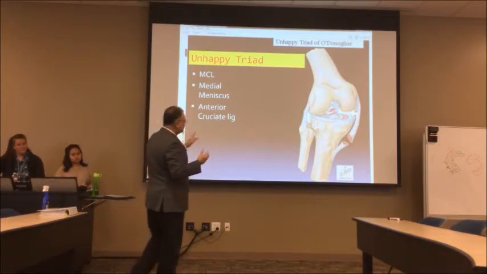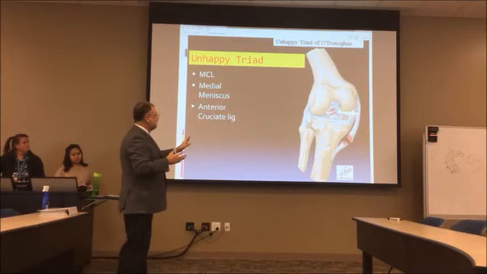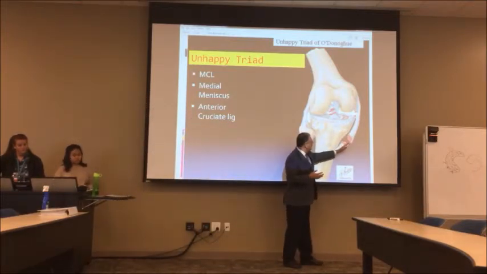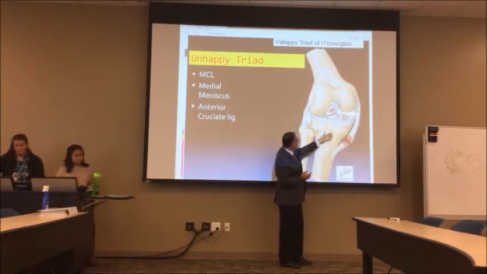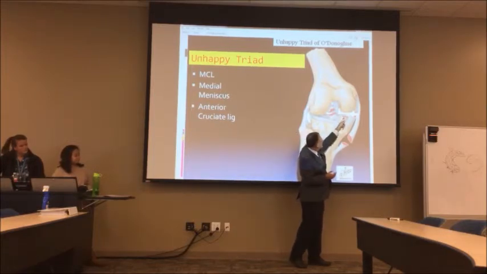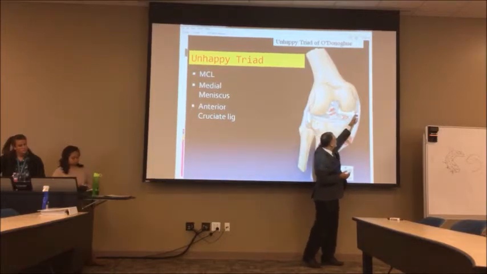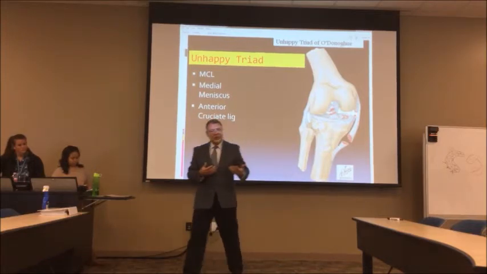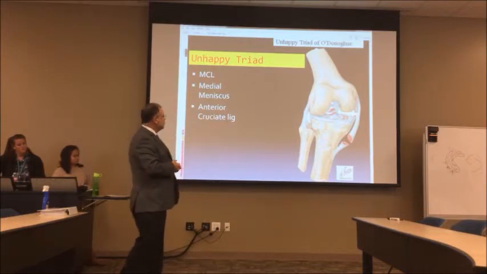And O'Donoghue in Oklahoma brought this as a concept. Typically what they saw is damage of the medial collateral ligament, the ACL was torn, and also part of the meniscus torn, along with the deeper fibers of that medial collateral ligament. So the triad of O'Donoghue was considered these three structures.